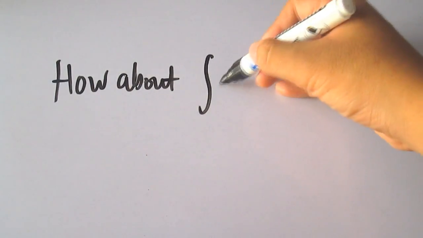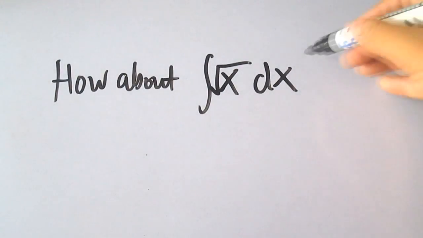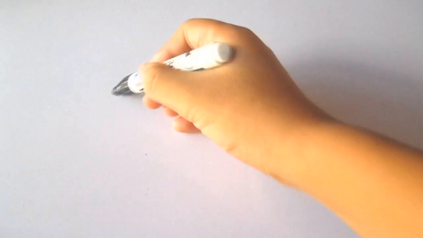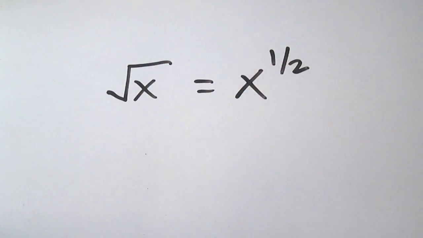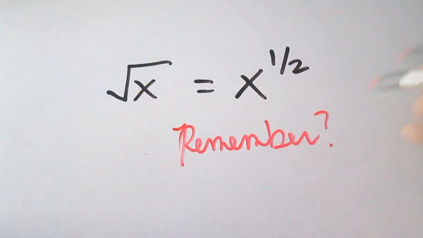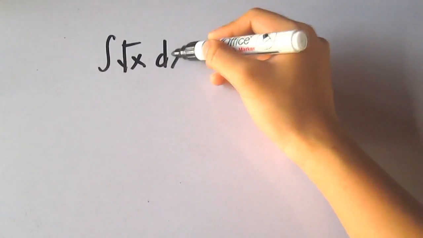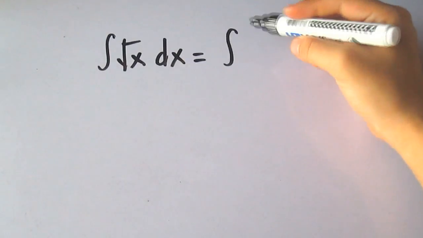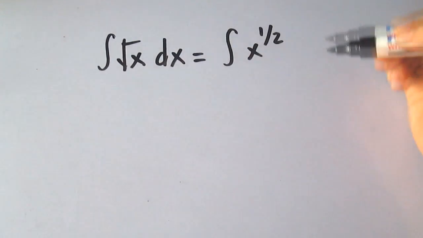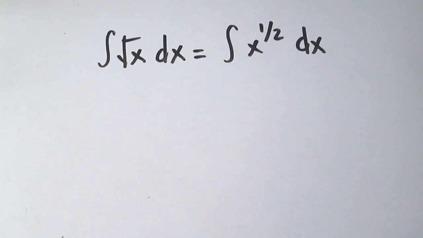How about the integral of the square root of x dx? The square root of x is equal to x raised to 1/2. Remember? Then now go on. The integral of the square root of x dx is just the same as the integral of x raised to 1/2 dx. And now, we can apply the power rule.